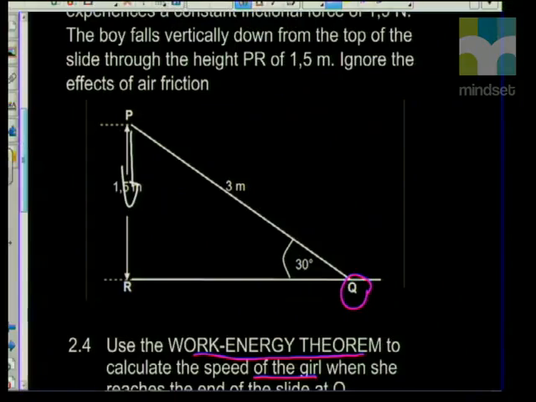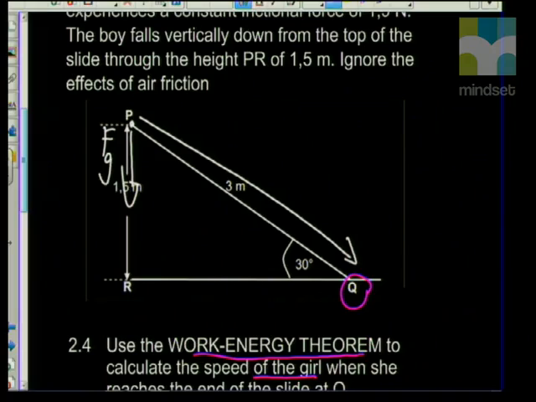So as she's moving down the side, all the time gravity is acting on her. But what do you notice? The change in position is in that direction. We don't want the component in this case. There's another way of doing it. If the displacement, the change in position from P to Q is in that direction, what's the direction of the force? The force of gravity is straight downwards.